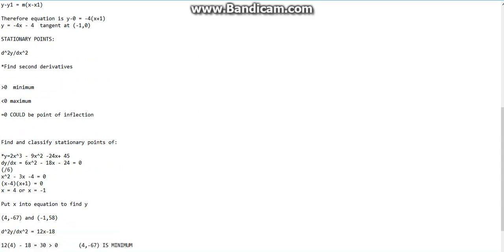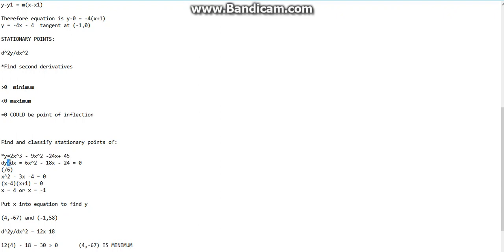So, okay, exam time. You go in the exam, you sit down, boom. Find and classify stationary points of y equals 2x cubed, minus 9x squared, minus 24x, plus 45. And you're in the exam and you just break down crying. You don't know what to do. But then you remember, Ethan did a video on it. So basically, yeah, easy peasy.